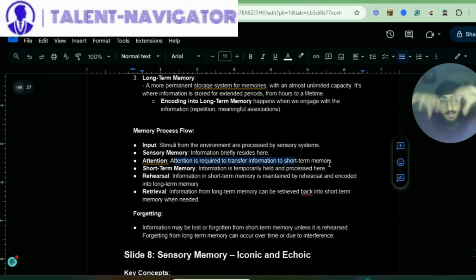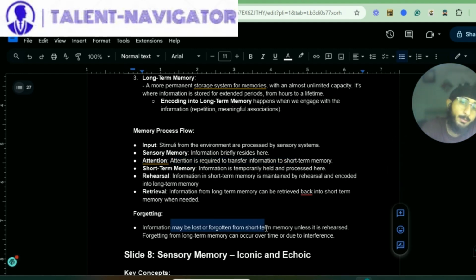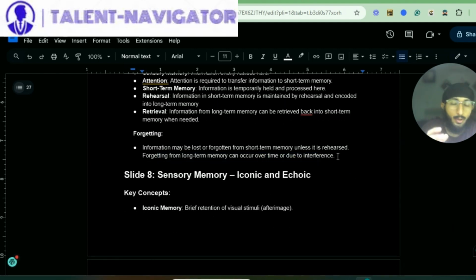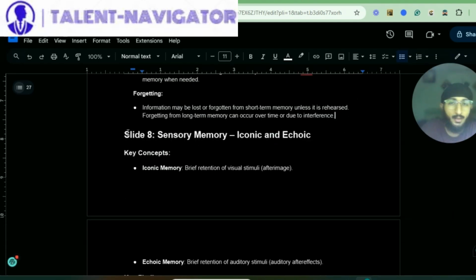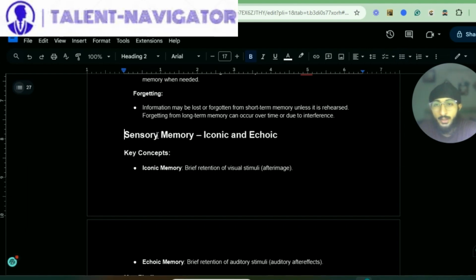Then short-term memory: information is temporarily held and processed here. Rehearsal: information in short-term memory is rehearsed and encoded into long-term memory. Retrieval: information from long-term memory can be retrieved back into short-term memory whenever needed. Forgetting: information may be lost or forgotten from short-term memory unless it is rehearsed. Forgetting from long-term memory can occur over time, due to interference, or maybe due to other brain problems or an accident, right? Now we move on to sensory memory, iconic and echoic.